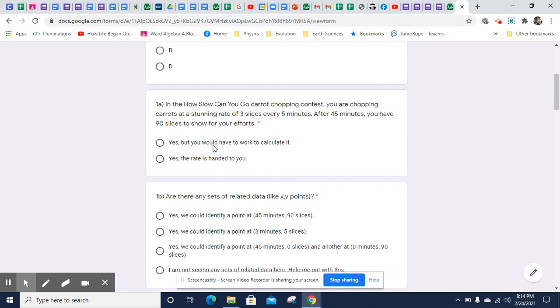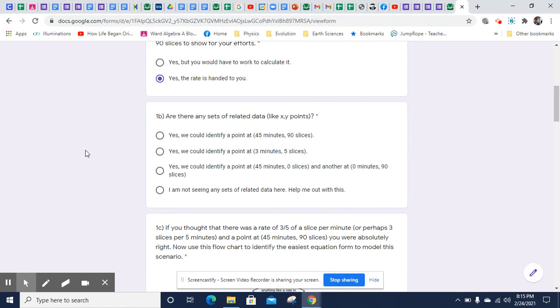Is there a rate? Yes, but you would have to work to calculate it, or yes, the rate is handed to you. In fact, the rate is stated very clearly: you have a rate of 3 slices every 5 minutes, which would be the same as 3/5 of a slice per minute if we wanted to make it a unit rate. Remember unit rates way back when? Slope is a kind of unit rate.